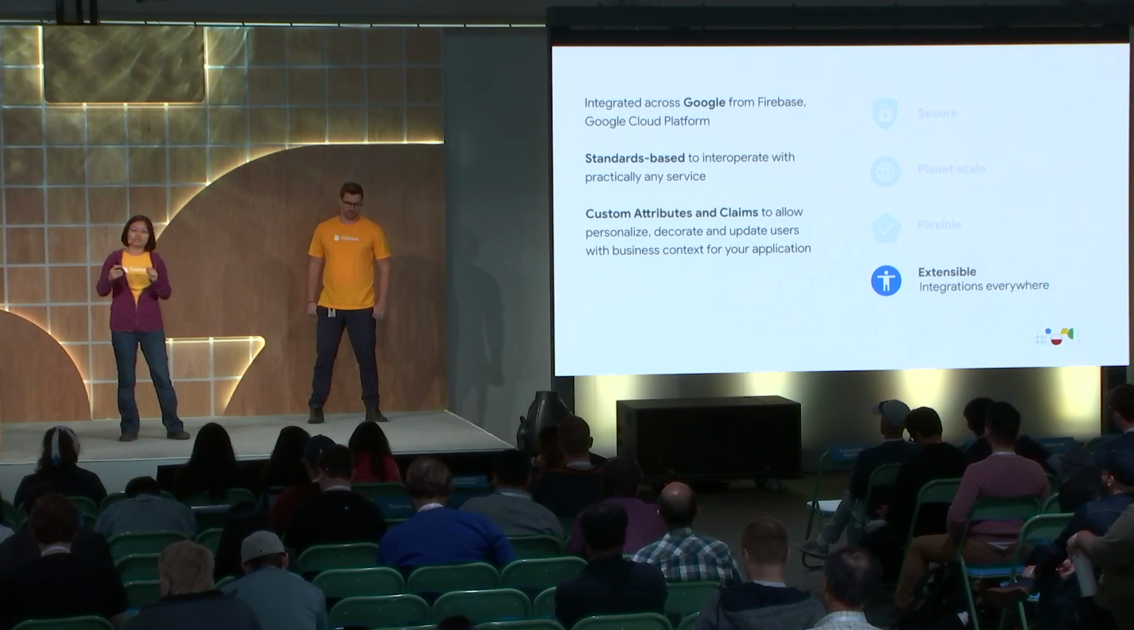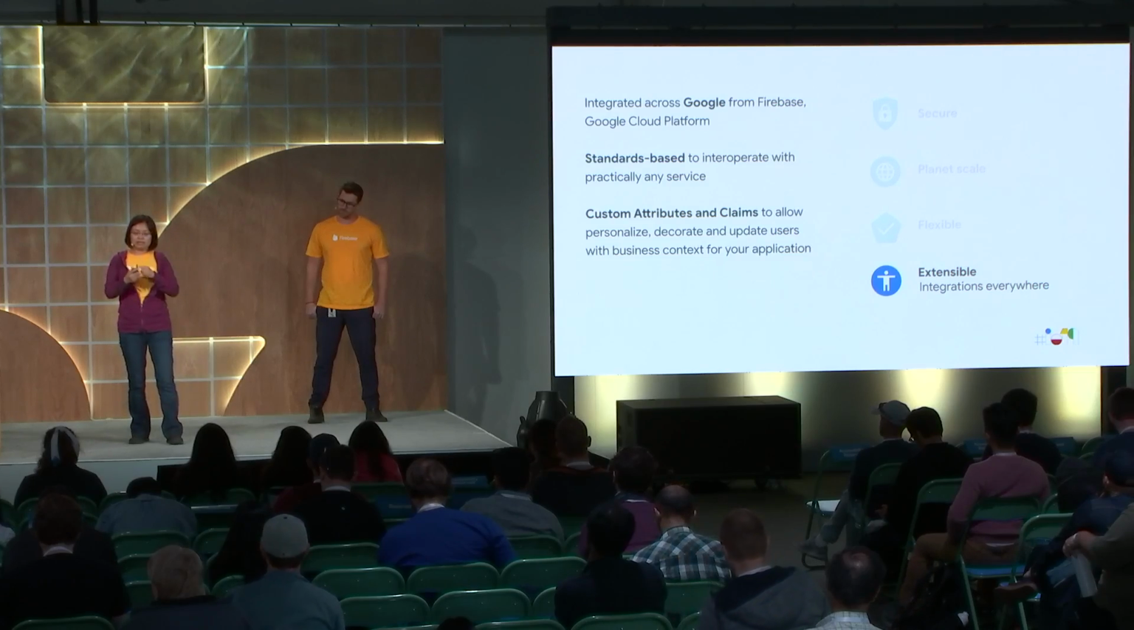And even if your dependent system is not on Google, for example it's on AWS, or it's somewhere else, that still works, because the token that we issue is standards-based. So you can use an open source JSON library that's available out there and easily integrate with your system.